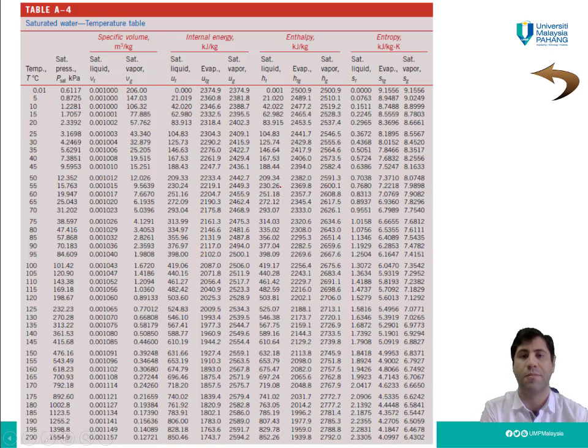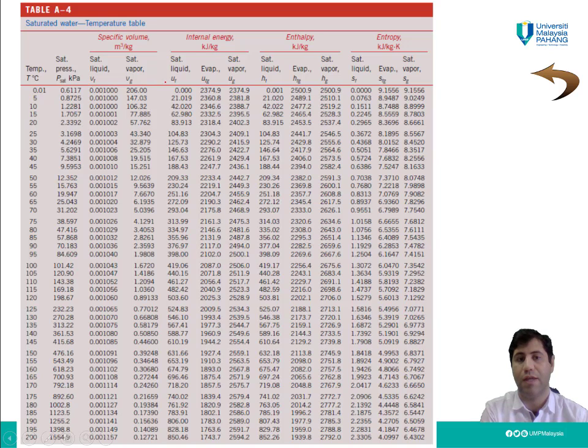This table has these properties: specific volume, internal energy, enthalpy, and also entropy, which will be the subject of a future chapter. But for now, forget about that part. You already know about specific volume, internal energy, and enthalpy, and also what saturation pressure and temperature are. So if you know the temperature of the substance, you can easily use these specific volume, internal energy, or enthalpy values.